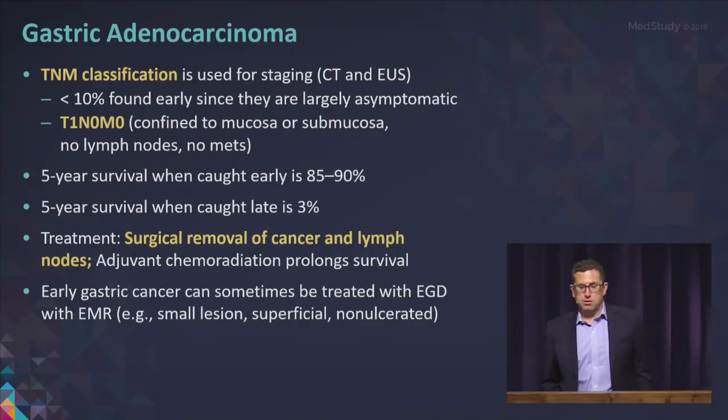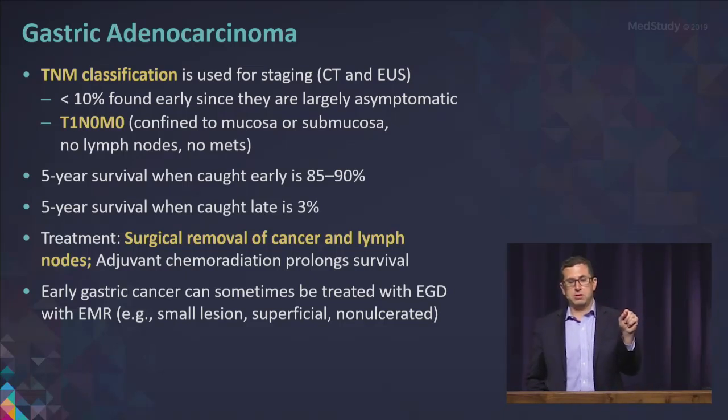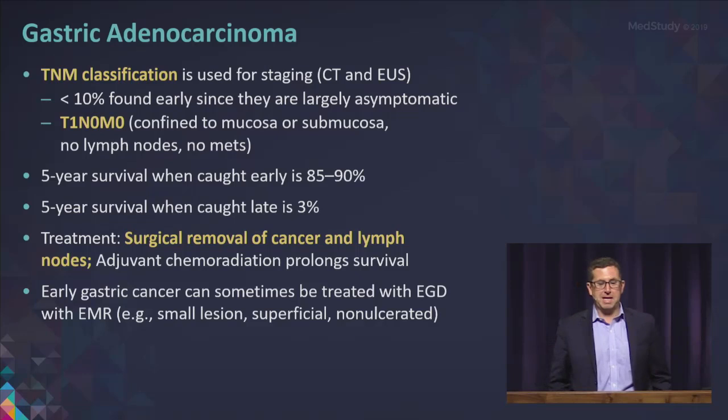So gastric adenocarcinoma in terms of staging, so there's the typical TNM classification. Usually we do staging with CT scan and EUS. Unfortunately, less than 10% are found early because they are largely asymptomatic. Sometimes when they are found early, they would be T1, N0, M0, so that means they're confined to the mucosa or submucosa with no lymph nodes and no metastases.